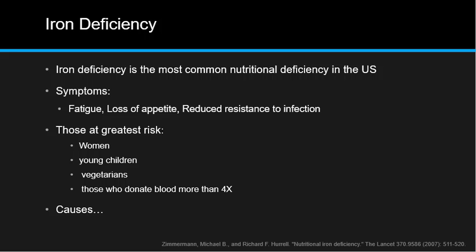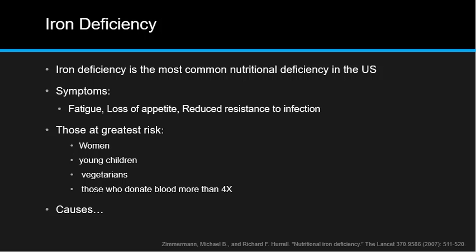Alright, iron deficiency is the most common nutritional deficiency in the U.S. The symptoms: fatigue, loss of appetite, and reduced resistance to infection, like we talked about a little bit. Those at greatest risk are women, young children, vegetarians, and those who donate blood more than 4 times a year. And so women and those who donate blood, this is because of the loss of blood through menstrual cycles, and the donation of blood, obviously.